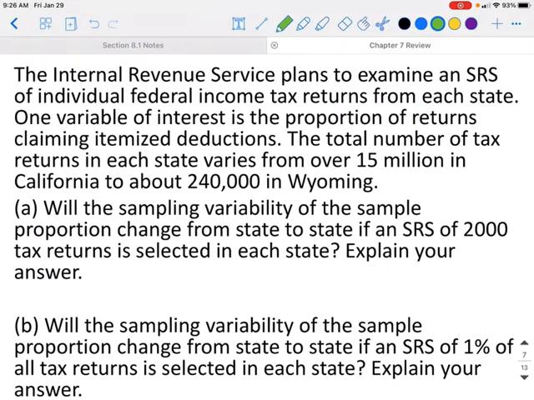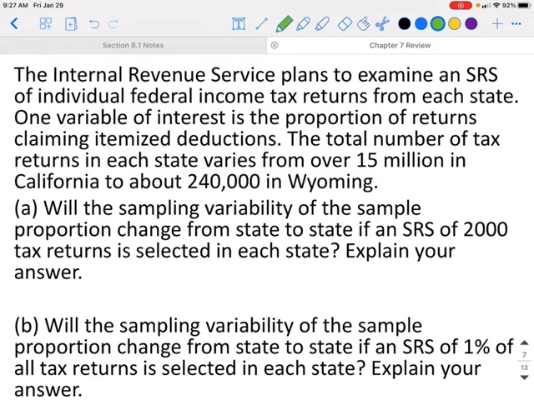The Internal Revenue Service plans to examine a simple random sample of individual federal income tax returns for each state. One variable of interest is the proportion of returns claiming itemized deductions. The total number of tax returns in each state varies from over 15 million in California to about 240,000 in Wyoming. Will the sampling variability of the sample proportions change from state to state if the simple random sample of 200 tax returns is selected in each state?